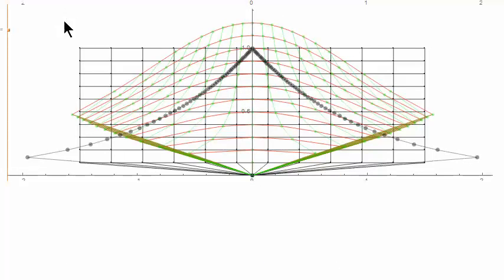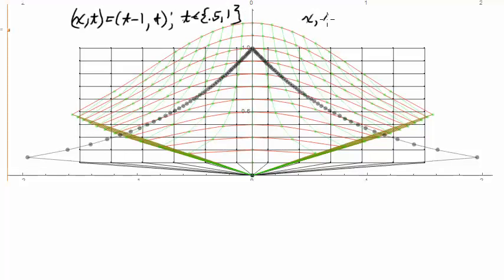Okay, so over here, the light cone is generated from x comma t equals t minus 1 comma t, where t is in 0.5 to 1. Over here, x comma t is generated from coordinates 1 minus t comma t, where t is a member of 0.5 comma 1.